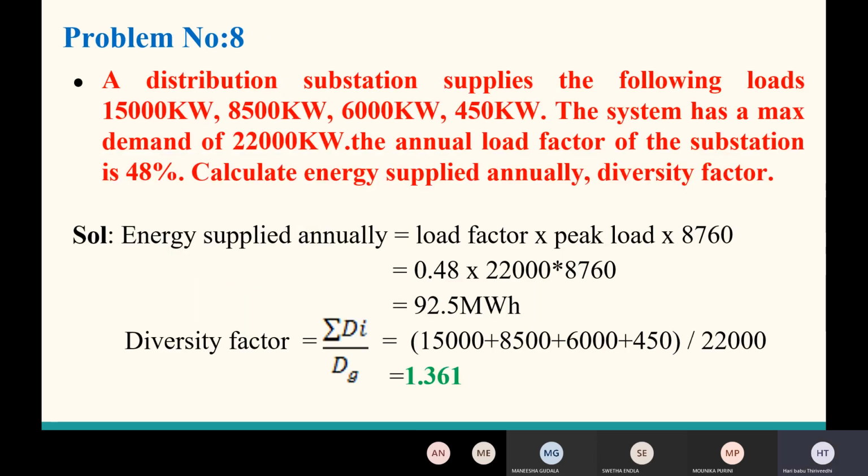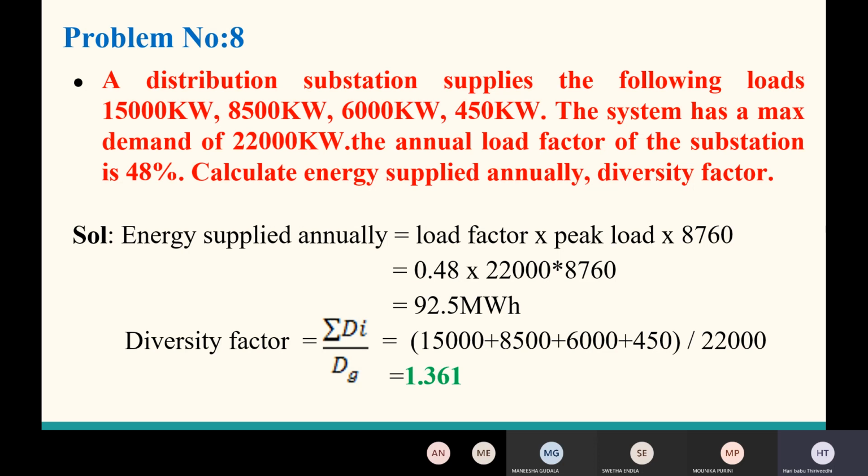A distribution substation supplies the following loads: 15,000 kilowatt, 8,500 kilowatt, 6,000 kilowatt, 450 kilowatt. The system has a maximum demand of 22,000 kilowatt. The annual load factor of the substation is 48%. Determine the energy supplied annually and the diversity factor.